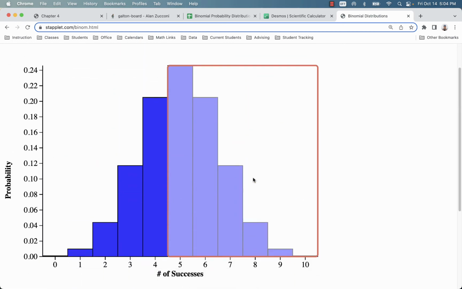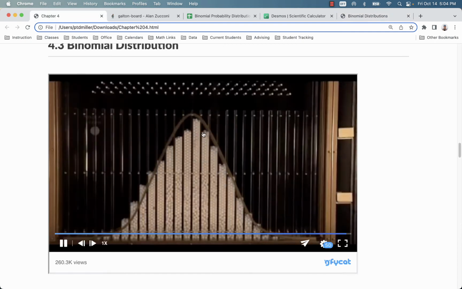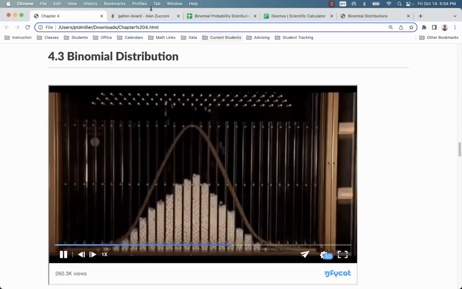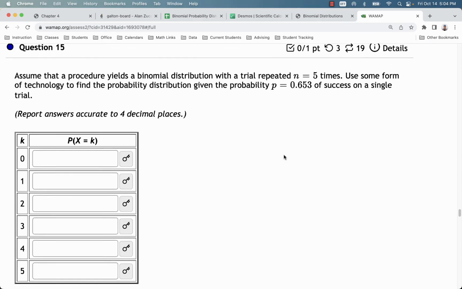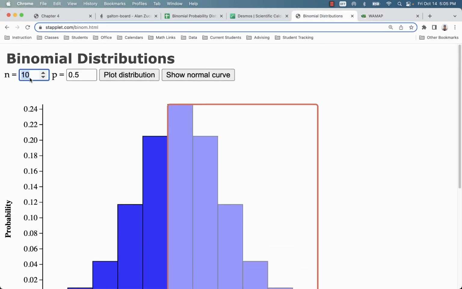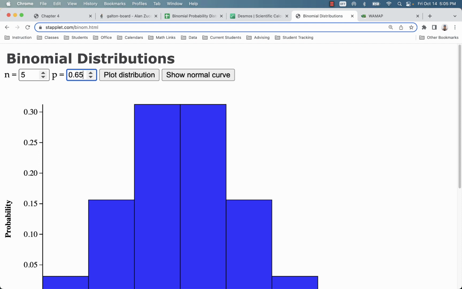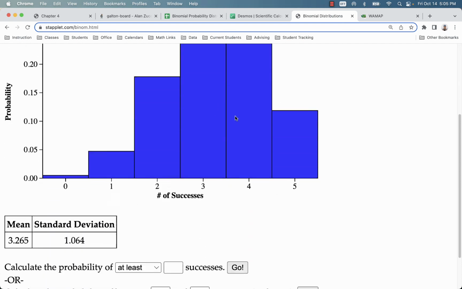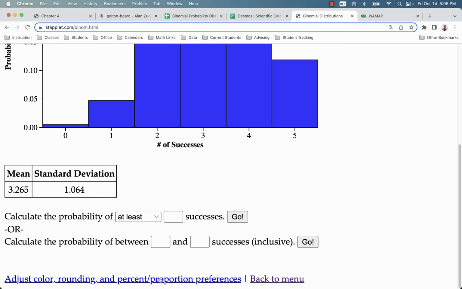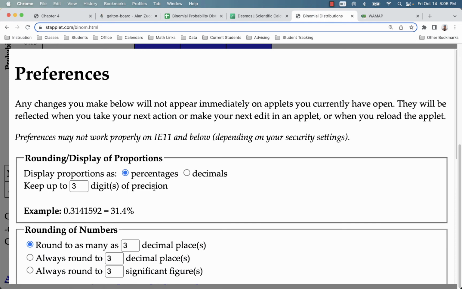So that's really nice. And then just to look at another example that I think is a little more useful, let's say you have, right out of the homework, problem number 15, we have a trial repeated 5 times with a 0.653 probability of success. We can plug that in and visualize the distribution, and then by clicking on or hovering over each of these, find a probability for each. If we need more accuracy or precision than that, we can adjust our rounding preferences at the bottom.